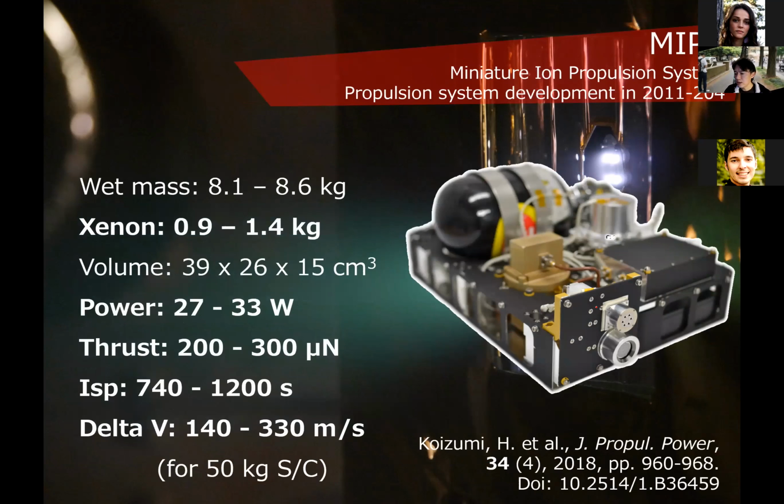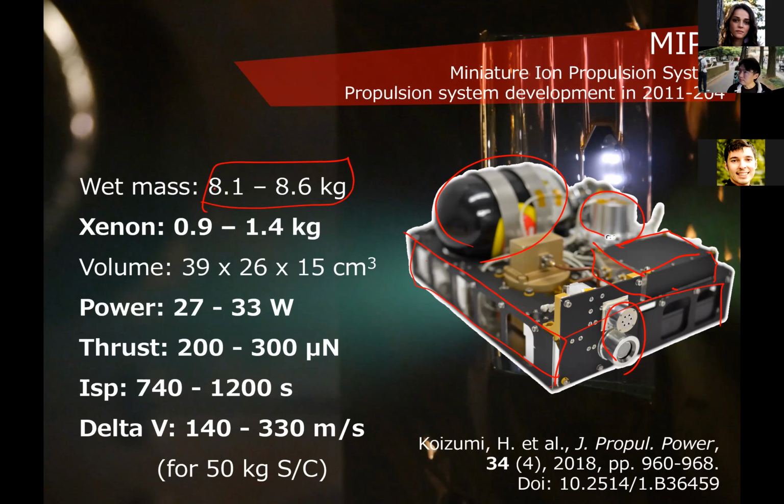So you see, this is a propulsion system. You see the big tank, this is a thruster head, this is a microwave power supply, and a gas management system. In the bottom area of this system, there is a high voltage power supply and controller. The total mass is 8 kilograms.